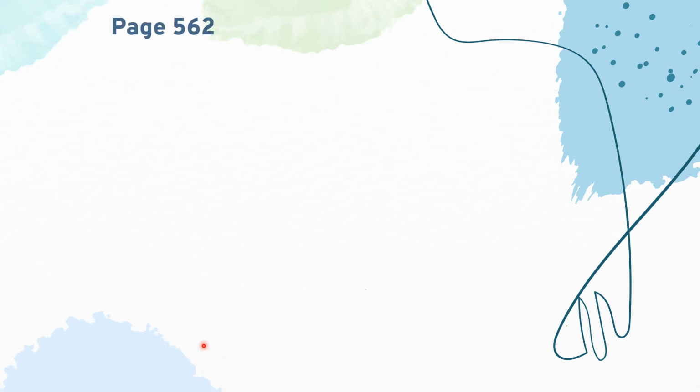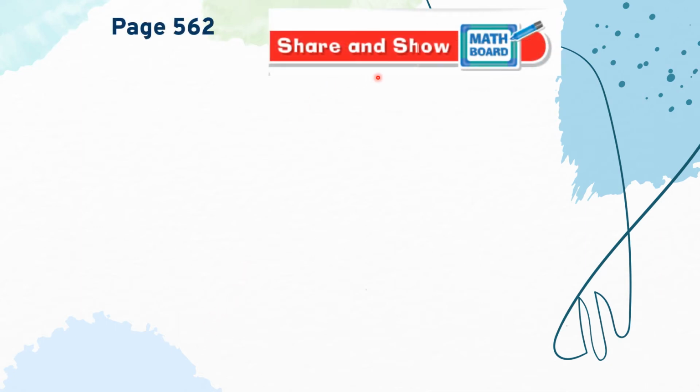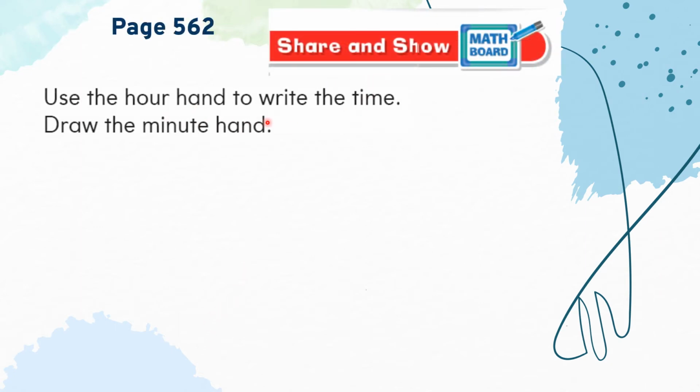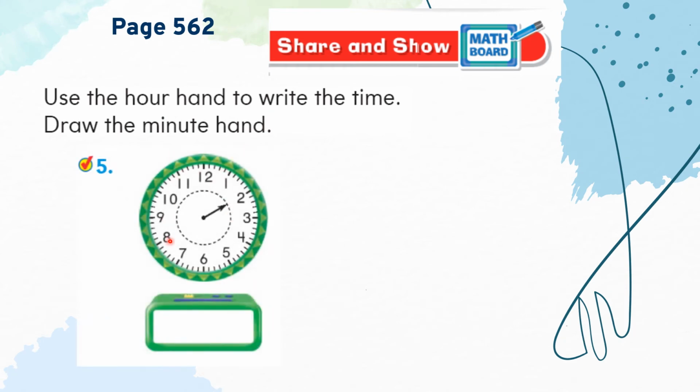Let's look at the same page. The share and show questions. Use the hour hand to write the time. Draw the minute hand. We are going to look at more options now. Now if we look at this question 5, we are going to notice on our analog clock the hour hand is pointing at 2. It means it is exactly 2 o'clock.